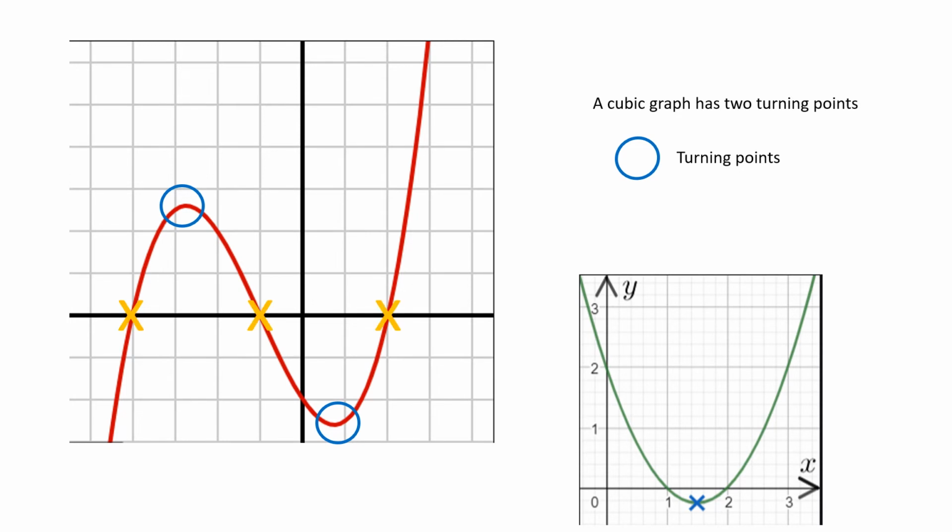The yellow crosses are our x-intercepts. They're also called roots. In the quadratic graph, we would only have one turning point over there, and we would have 2 roots. Now, if you have a look at the quadratic graph that has 2 roots, and you know that the highest power of our variable is squared, or 2, the 2 roots coincide with that. And with our cubic graph, where the highest power of our variable is 3, we have 3 roots.